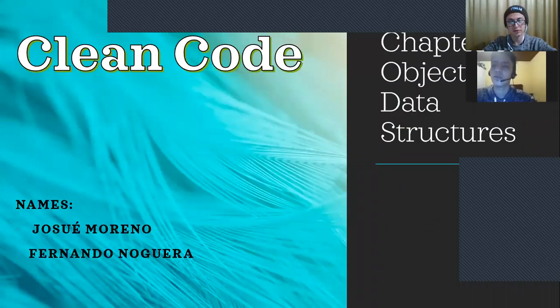We are going to talk about chapter 6, Objects and Data Structures, from Clean Code. The presenters are Fernando Noguera and Josue Moreno.